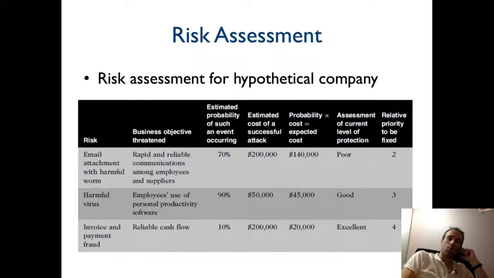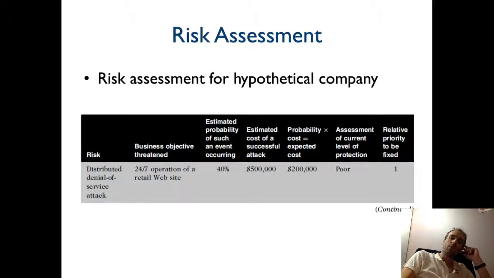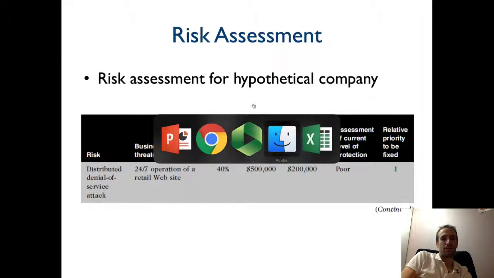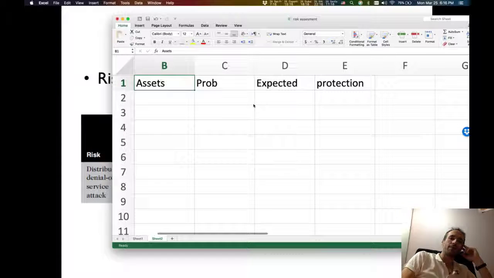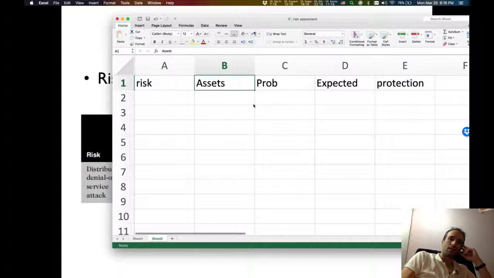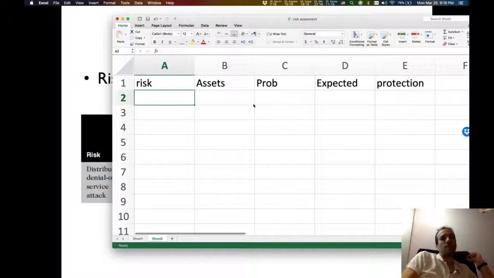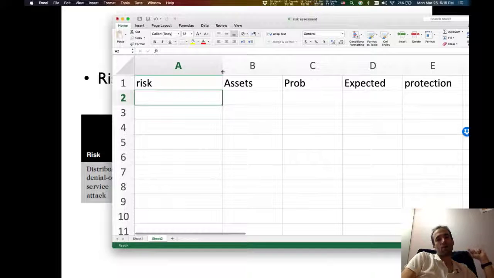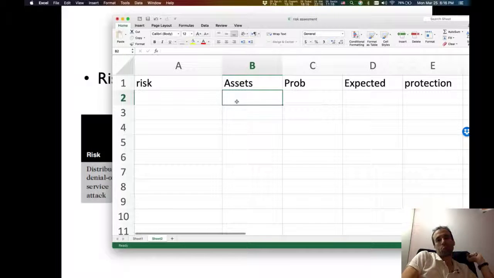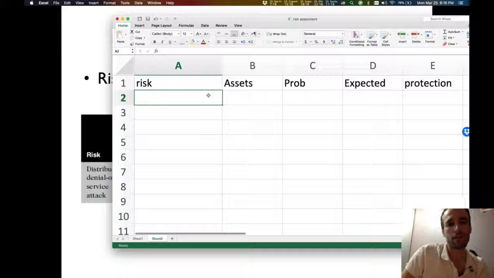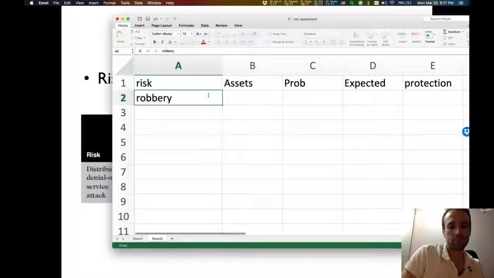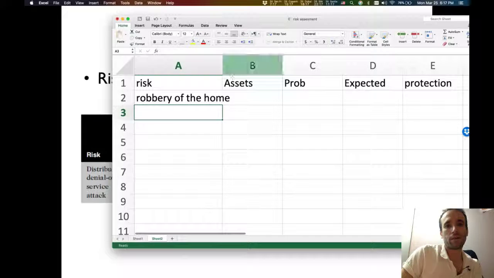So here you have a very good example in the book, and we will do a risk assessment about the security of your house as if it was a company. So you can open an Excel, and in the first column you write assets at risk. So for example, sorry, not assets, but the risk itself. For example, what is the number 1 risk at home? Let's say it is that a thief comes inside the house and steals something inside the house, right? So put right here, robbery of a home. Robbery of a home. There you go.